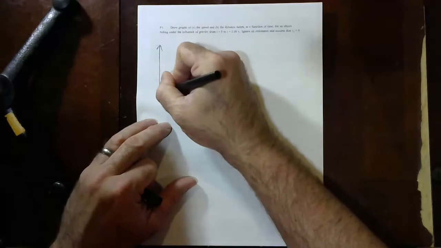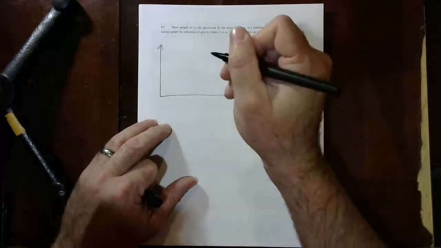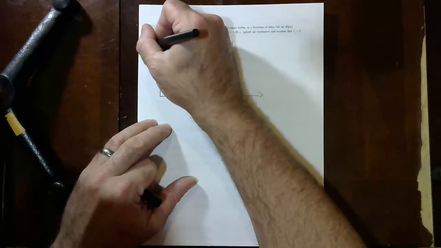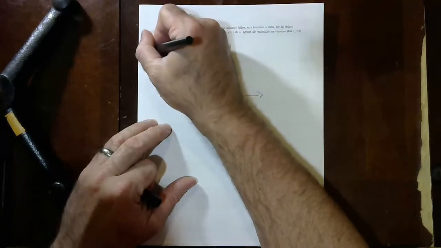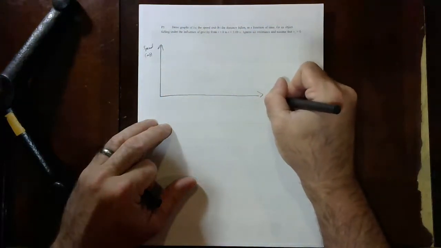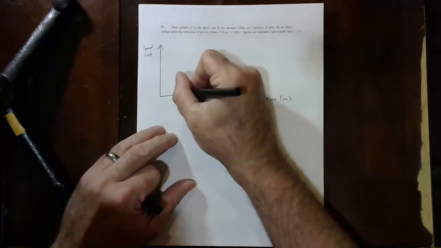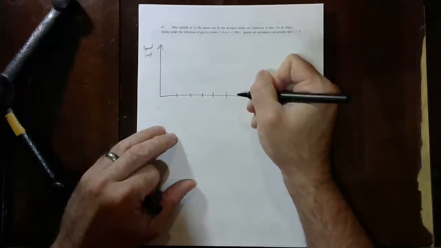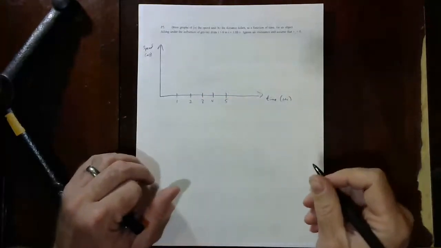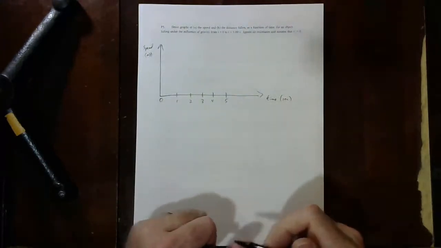So here we go. Our first graph. This is going to be speed in meters per second, perhaps, if I'm going to do it quantitatively. And this will be time in seconds. And we'll go ahead and mark this off: 1, 2, 3, 4, 5 seconds. Spacing is not quite right. So here we go, and we'll also do a graph.